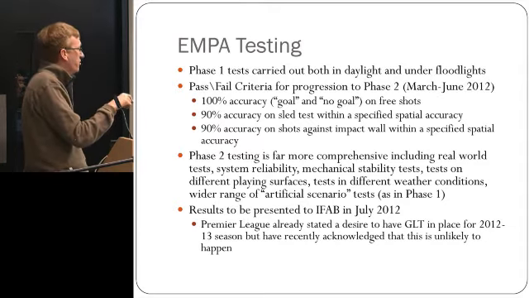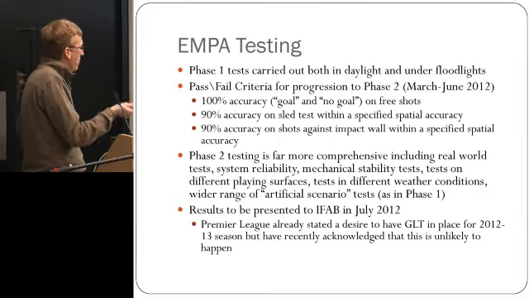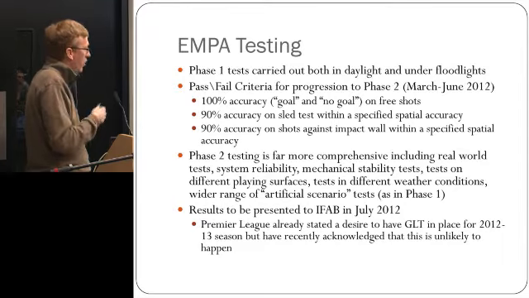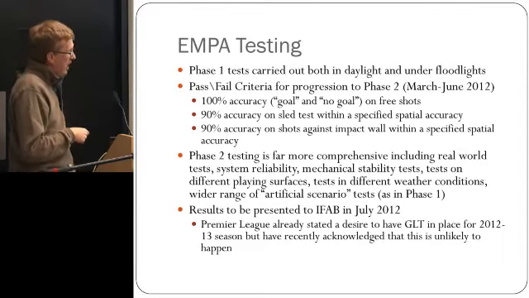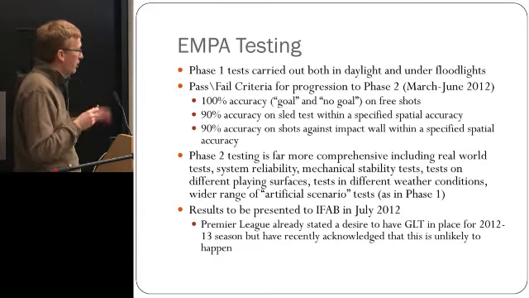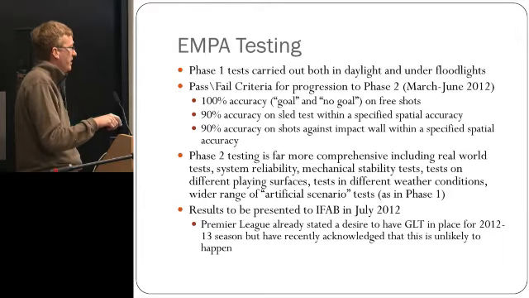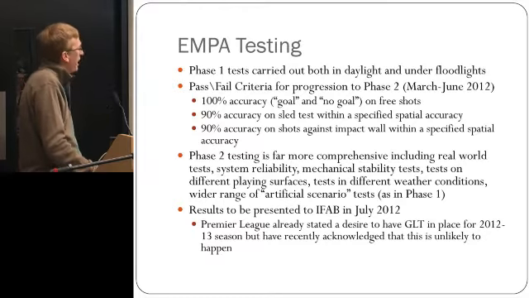Okay, looking at system reliability, real-world tests involving players, games, floodlights, weather conditions, different types of playing surfaces, artificial, real, mud, grass, different speeds of shots with artificial tests, all these kind of things. And as I said before, the results are going to be reviewed in July by IFAB, who have the final say on whether or not they will look at one of these technologies and bring it forward. As I said, the Premiership have already indicated they'd like to have it for next season, but they've kind of admitted now that it is unlikely to happen.